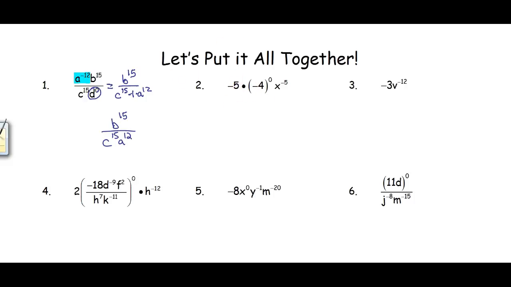All right, number 2. Negative 4 raised to the 0 is going to be 1. So negative 5 times 1 times x to the negative 5th. You do have to move x to the negative 5th to the bottom, or to the denominator. So when we do that, you get negative 5 over x to the 5th.